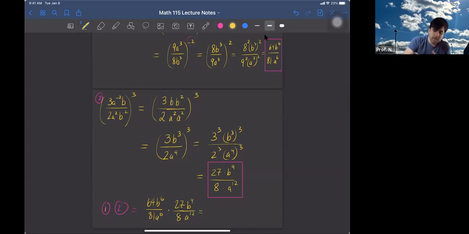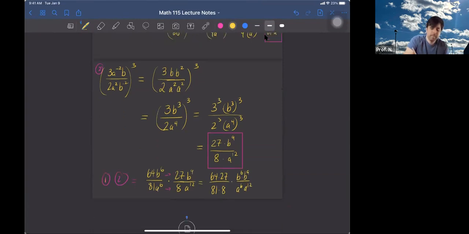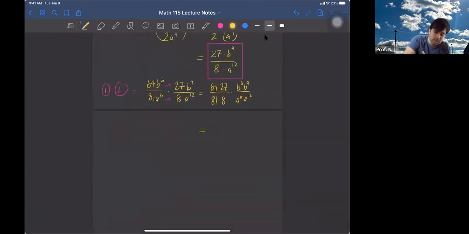And of course, I can now associate, right? If I multiply across, I can multiply like this. 64 multiplied by 27 over 81 multiplied by 8. And I can combine b to the 6 times b to the 9th over a to the 6 times a to the 12th. And then what's the result? I get b to the 15th power, and I get a to the 18th power, correct?